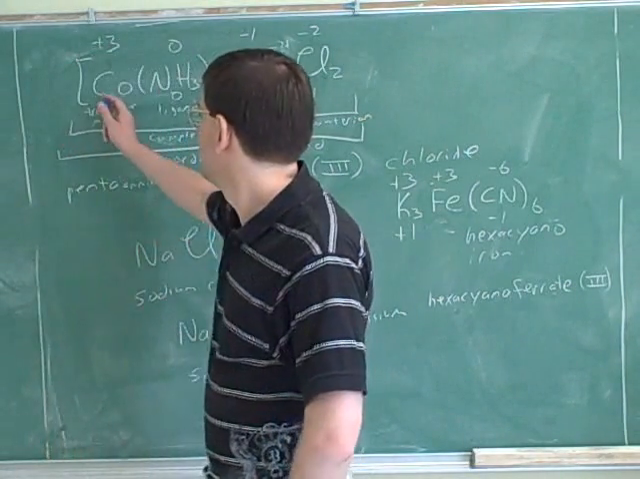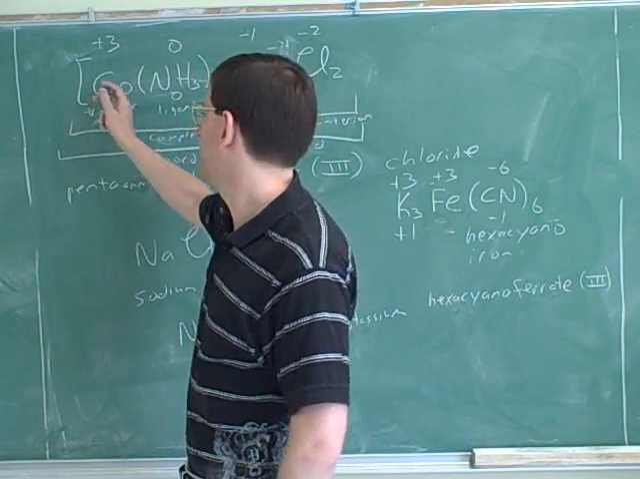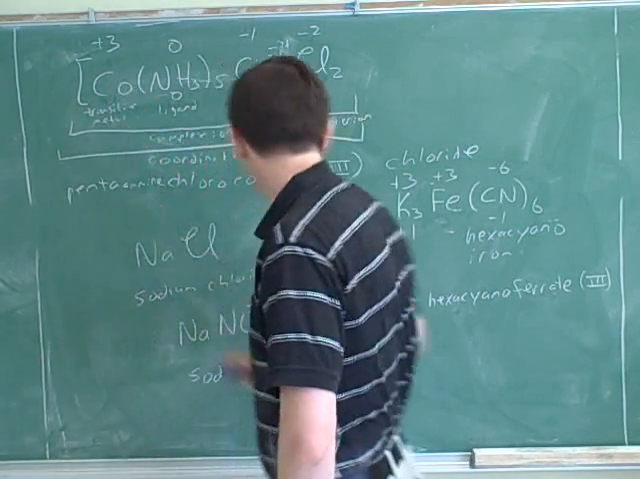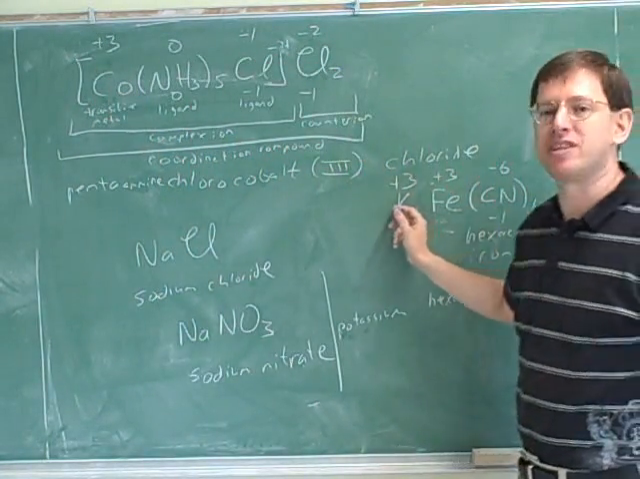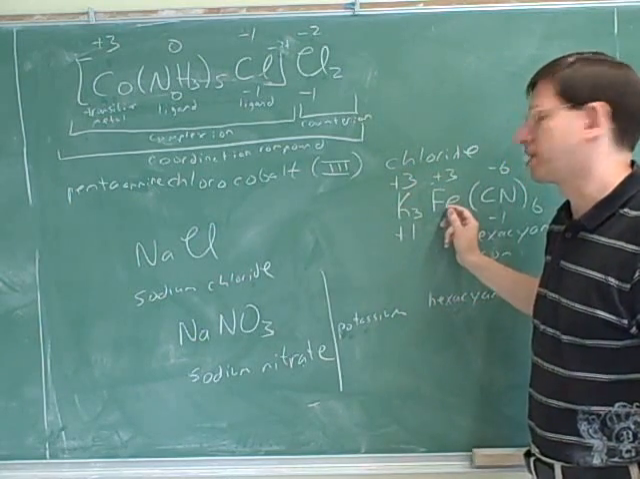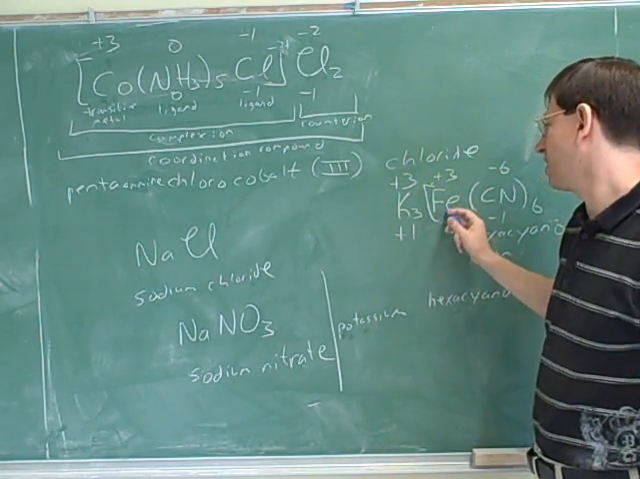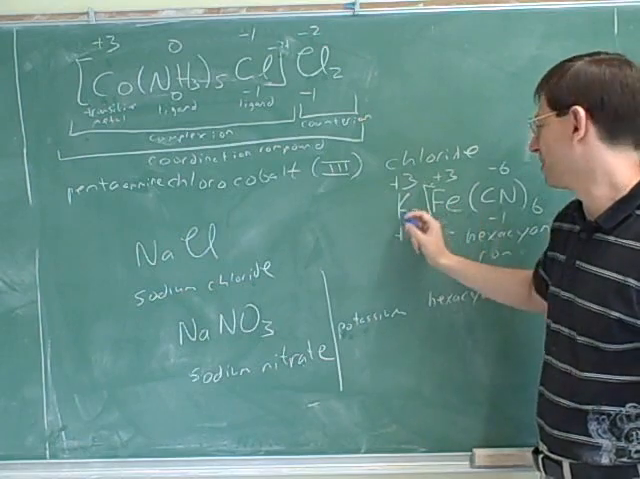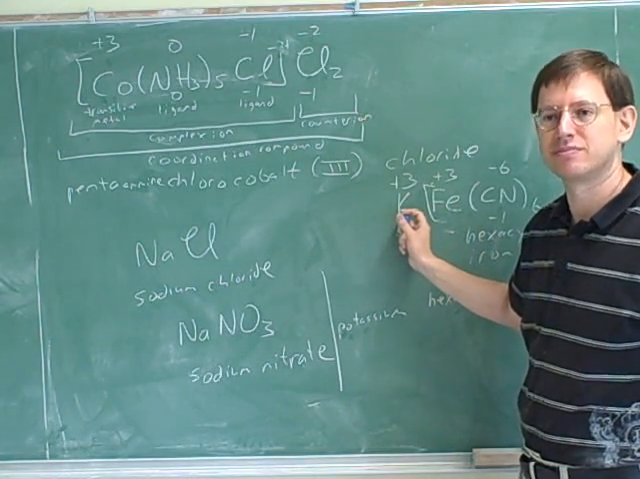In this case, the metal came first, so the complex ion is the cation. In this case, the metal came after the potassium, so this is where the complex ion starts. And in this case, the complex ion must be the anion, because this is the cation.